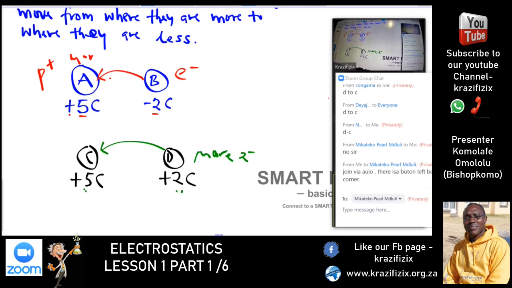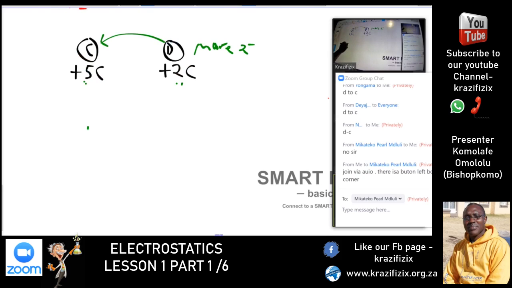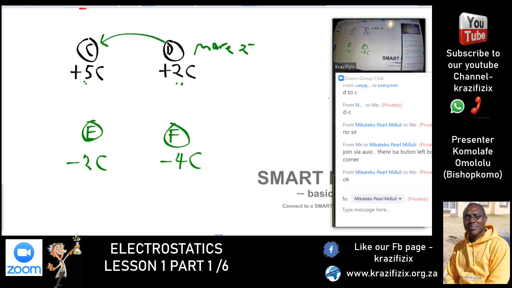All right, let's try another one. E and F. Minus 2 columns and minus 4 columns. Where will they move from? Will they move from E to F or from F to E?